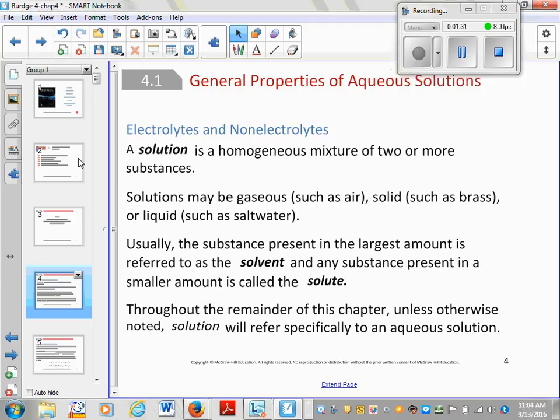So when we talk about solutions and definitions, the substance present in the largest quantity is called the solvent. Stuff in the smaller quantity is called the solute. Now, although we can have different types of solutions, gas, solid, for this chapter, we're just talking about aqueous solutions, solutions in water.